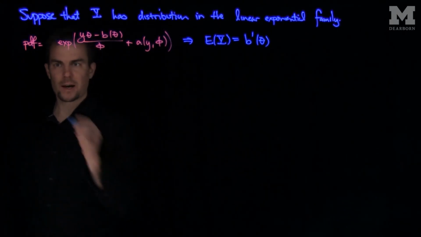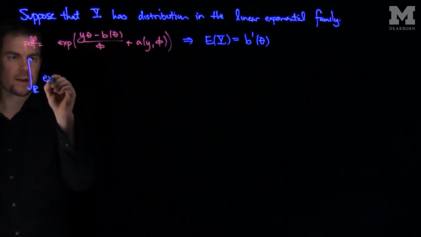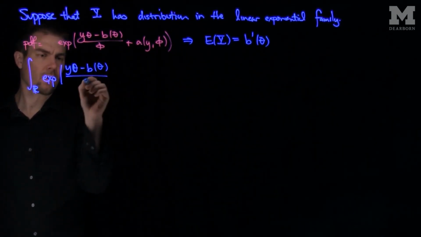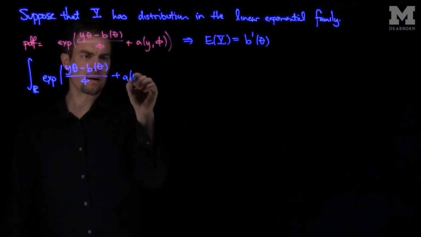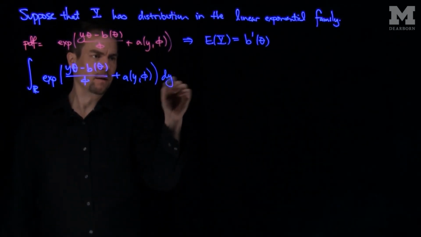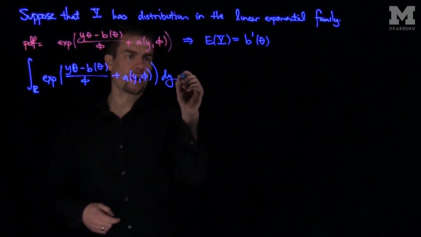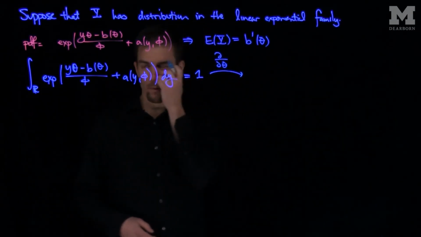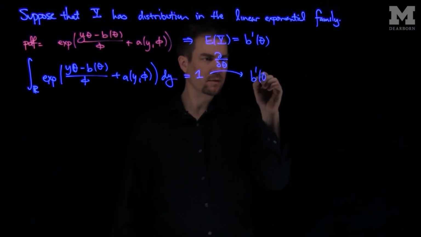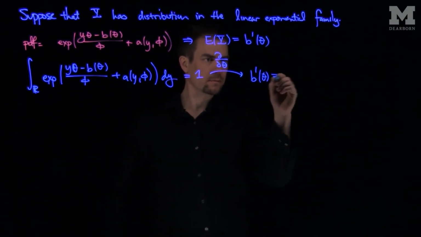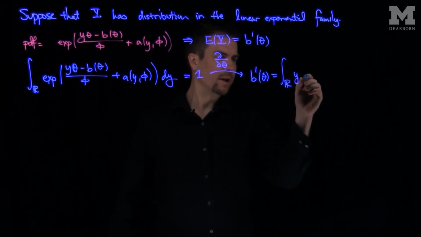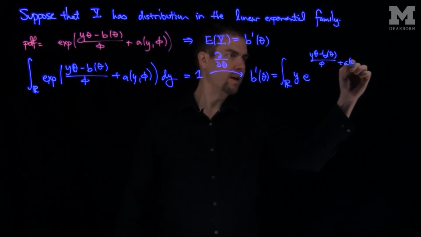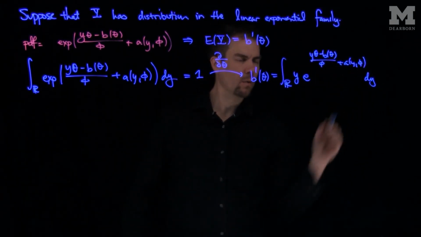We saw this by looking at the integral over R of the exponential of y times theta minus b of theta over phi plus a of y and phi, dy. We know that this integrates to 1 since it's a PDF. And so what we did is we took the theta derivative of this equation, and we saw that b prime of theta was equal to the integral over R of y times e to the y theta minus b theta over phi plus a of y phi, dy.